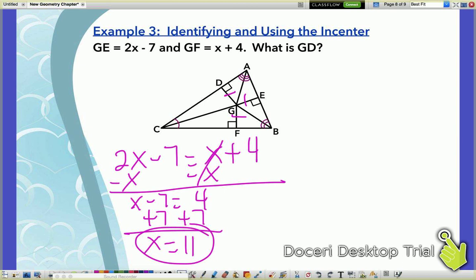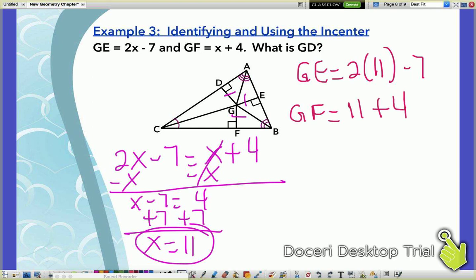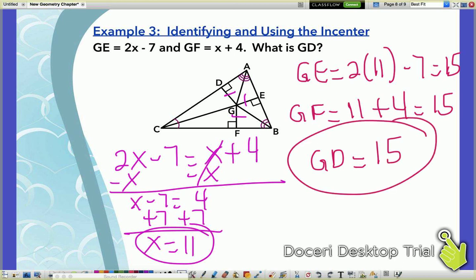I can plug that in for either GE or GF, but let's look if I do it for both, what I get. So GE, I have 2 times 11 minus 7. GF would be 11 plus 4. That would be 15. That would be 15. Since all three are the same, my GD would also be 15. Those are all congruent to each other, or equal.